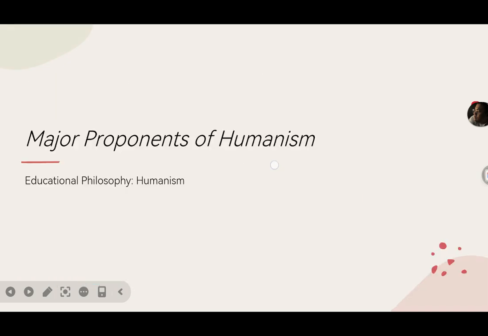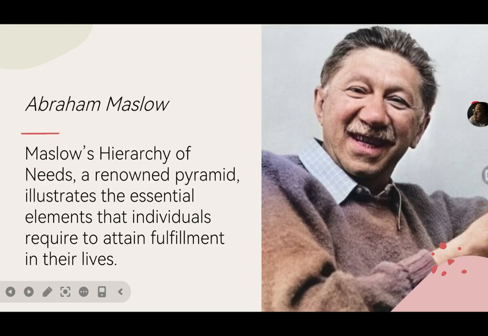Okay, so next, the major proponents of humanism. We only have two figures here. First is Abraham Maslow. We're all familiar with Abraham Maslow from our bachelor's college. No? So first, Maslow introduced the hierarchy of needs, often shown as a pyramid.